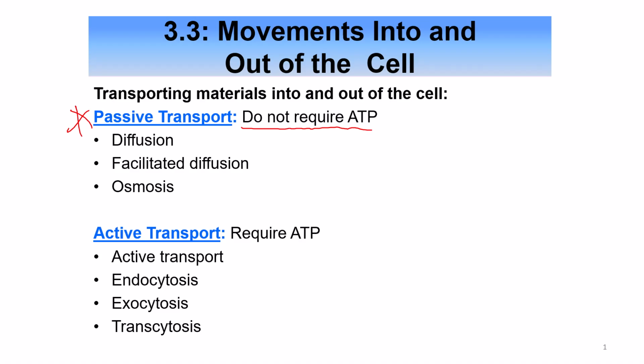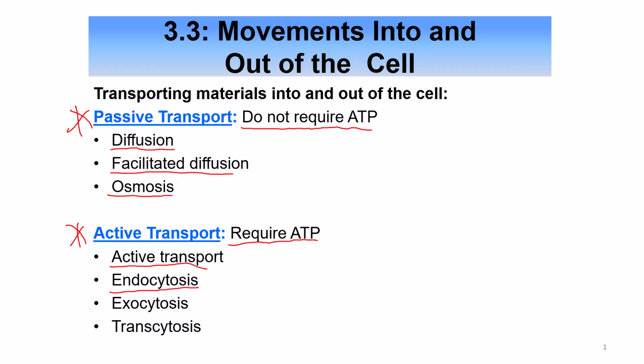There are three different types of passive transport: diffusion, facilitated diffusion, and osmosis. In each of these, we're going to see that the molecules are moving in a high to low direction. Okay, I'll show you what that means. Versus active transport. So here, these types require ATP, energy for the cell, to move the molecules into and out of our cells.